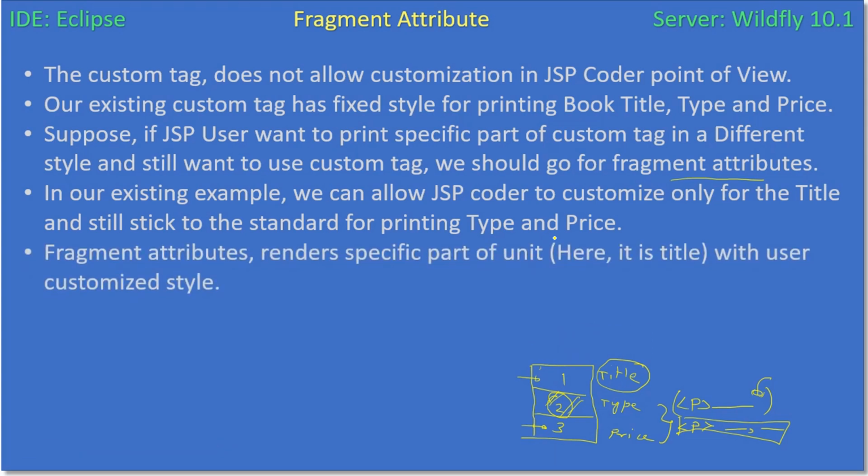A fragment attribute renders a specific part of a unit. Here the custom tag will render all three units: title, type and price. So the fragment attribute renders a specific part, a title or type or price, with the user's customized style.